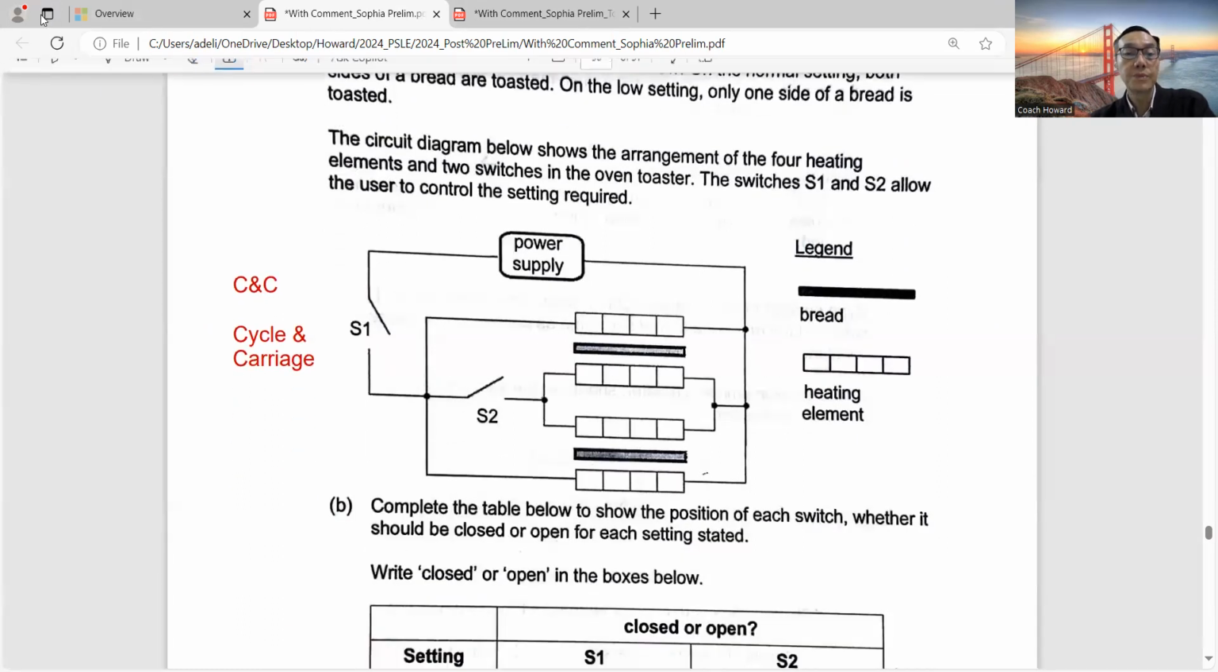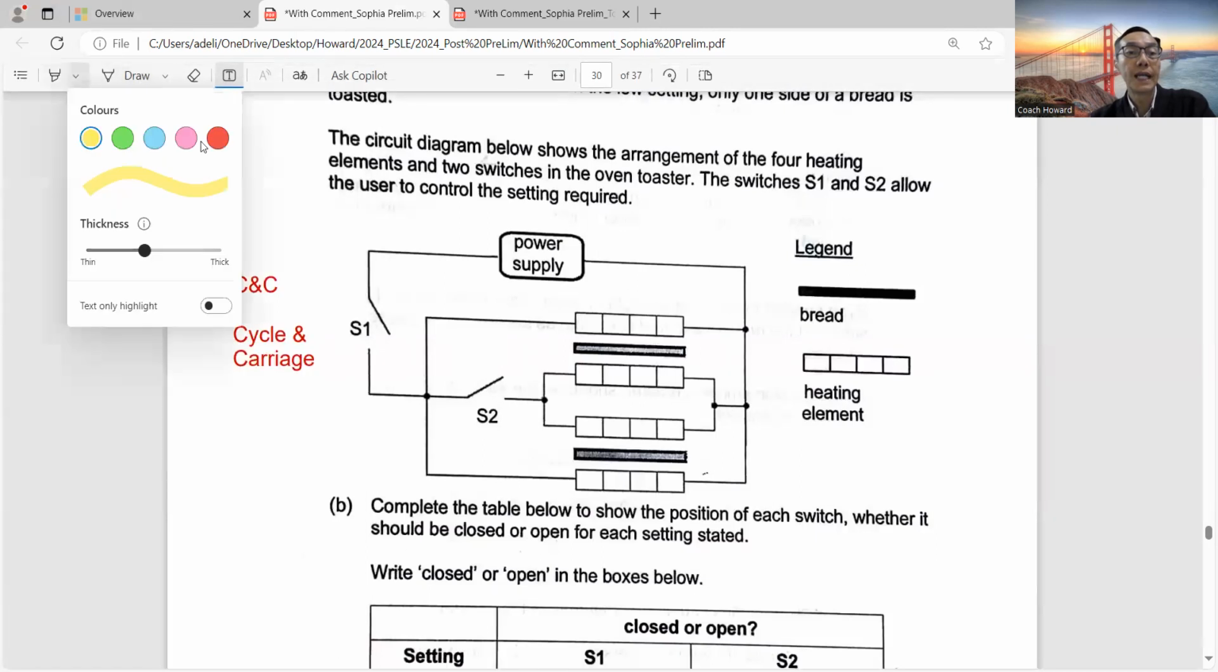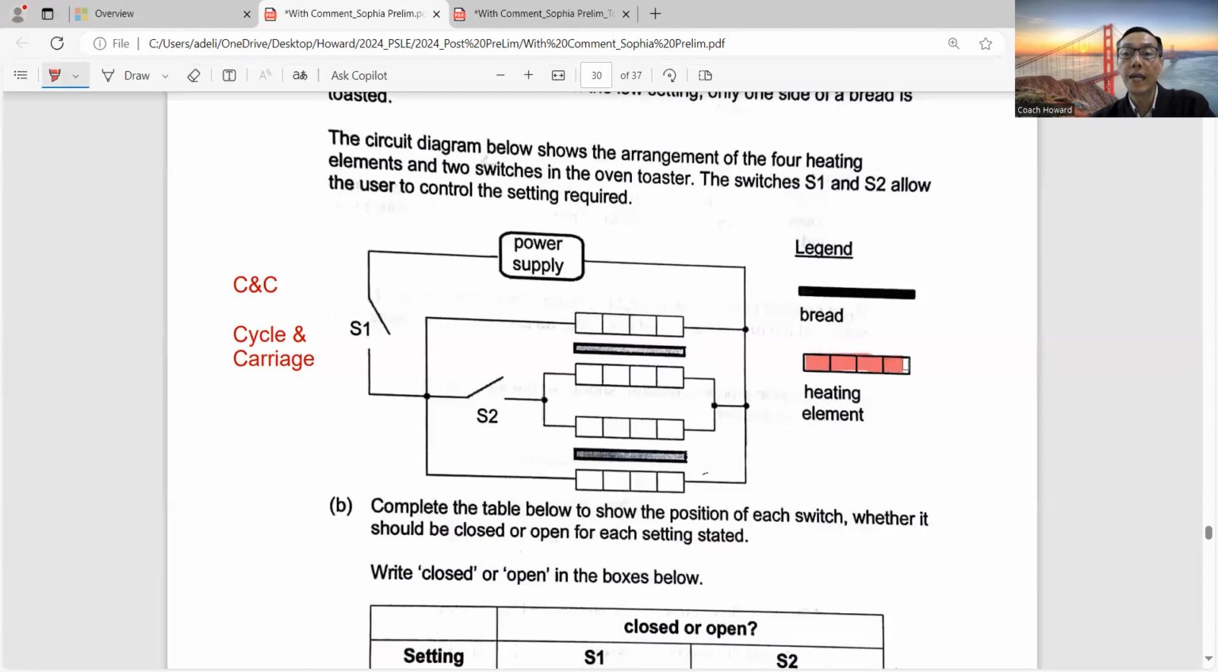The other thing is, you see here, this heating element, the student did not highlight. If I were the student, I would have highlighted the heating element. You highlight this red because it's easier to visualize, because when electricity passes through, it will convert the electrical energy to heat energy. So you see this part.